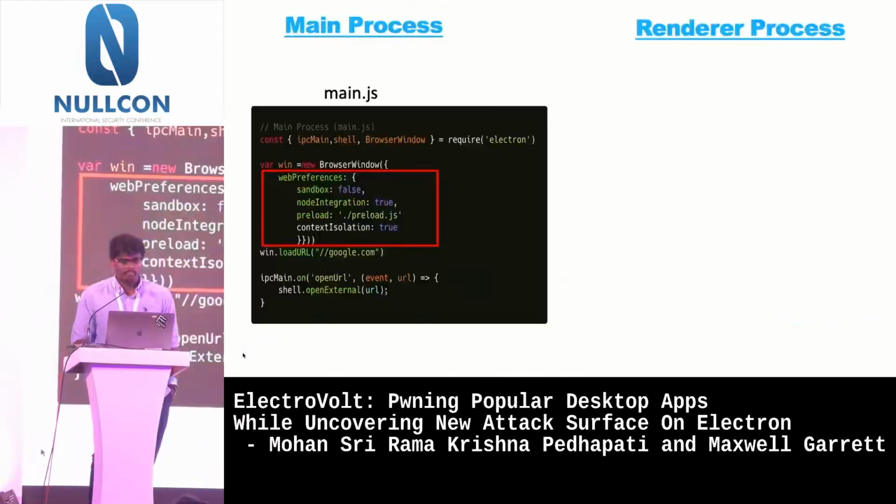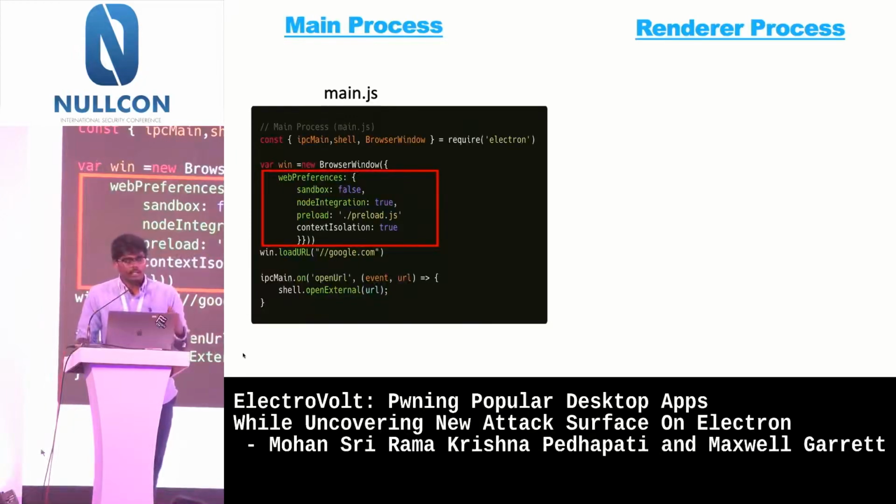So let's see a basic Electron application to better understand how an Electron application looks. On the left block, we have the main process. The main process is starting a new renderer window using the BrowserWindow API, with some web preferences. And within that window, it's loading the google.com URL.